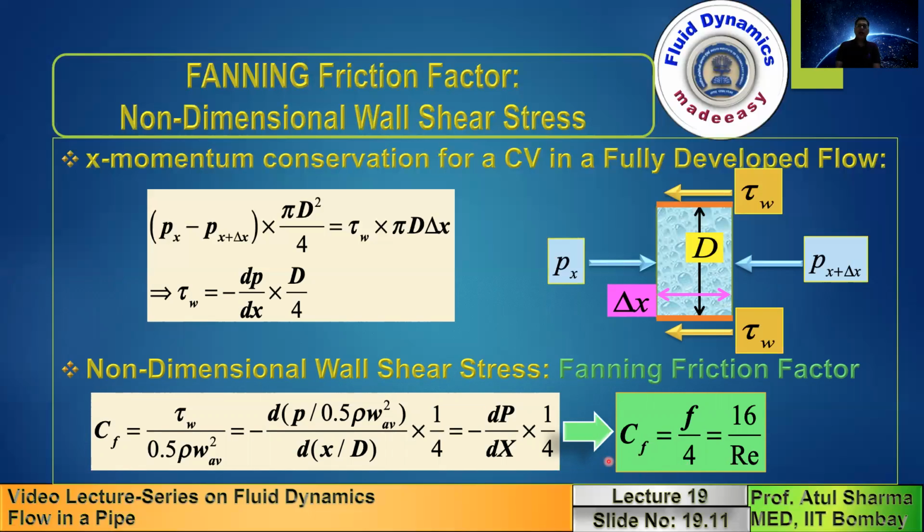In the previous slide, I had shown you the negative of the non-dimensional pressure gradient, called Darcy's friction factor. I had shown you the derivation where f is equal to 64 by Re. Here, for non-dimensional wall shear stress, first, using a control volume analysis, I have derived an expression between the dimensional wall shear stress and the dimensional pressure gradient. Then we converted it into a non-dimensional form and finally obtained the non-dimensional wall shear stress, called the Fanning friction factor, denoted by Cf is equal to 16 by Re. Note that this is for laminar flow in a pipe.